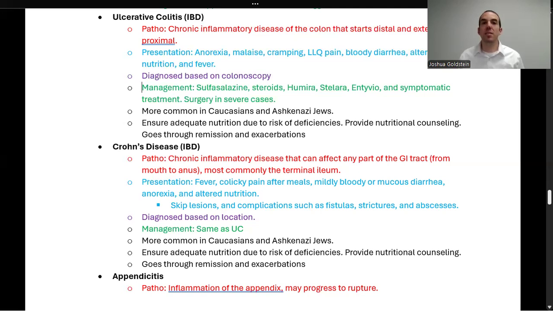Next, we have another key nursing point: these patients are at serious risk of nutritional deficiencies because of the disease process. So we do need to educate them. We need to refer them to nutritional counseling and make sure they're properly educated on how to avoid malabsorption and malnutrition.